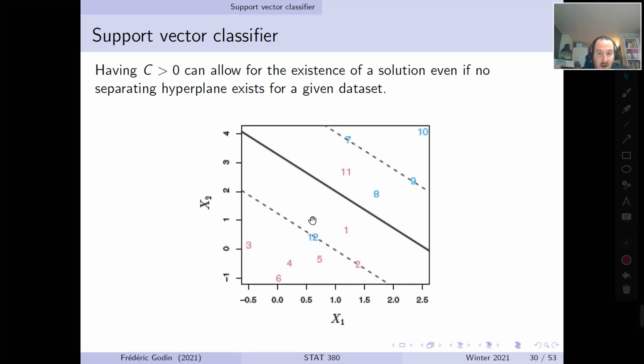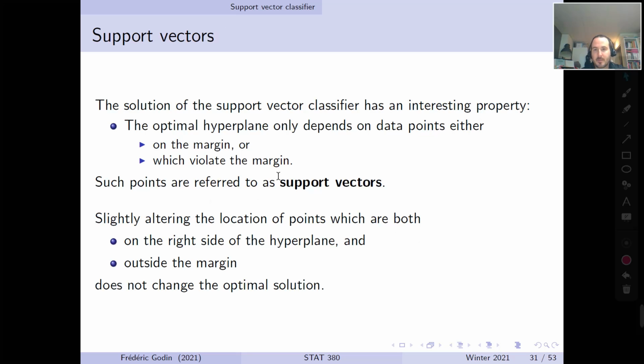Whereas when we allow for some degree of violation of the hyperplane, then we can obtain a solution to the previous optimization problem, provided that C is large enough. Okay, so if C is very close to 0, we still might get no solution, but as we increase C, at some point there will be a solution which starts to exist.